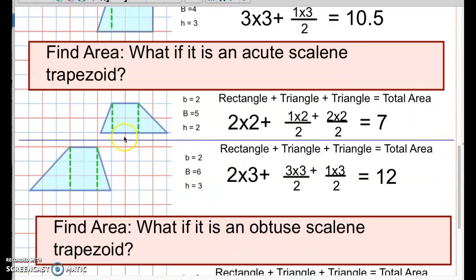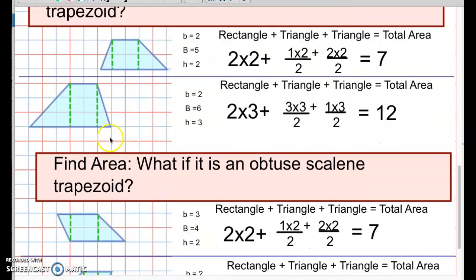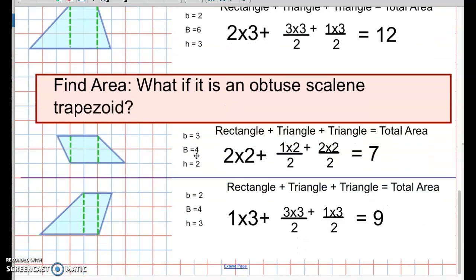The acute scalene trapezoid, that one is the same as the isosceles trapezoid, only the two triangles are different sizes. Now the obtuse trapezoid was a little bit different because one of the triangles is upside down because of this obtuse angle here. So that one was kind of neat to think about and look at. How am I going to use this strategy on this one?